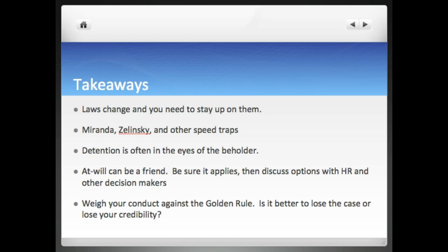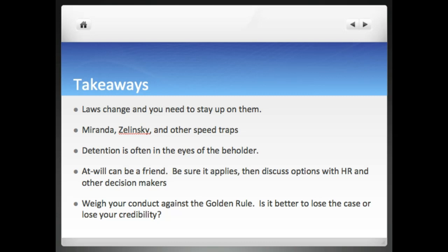So takeaways. Laws change and you need to stay up on them, and they change a lot. And staying up on them is tough. Having a good employment lawyer that you can talk to, and I have several, knowing who they are ahead of time, meeting them ahead of time, having them understand what your role is and what your experience is, is key to them keeping you up to date.